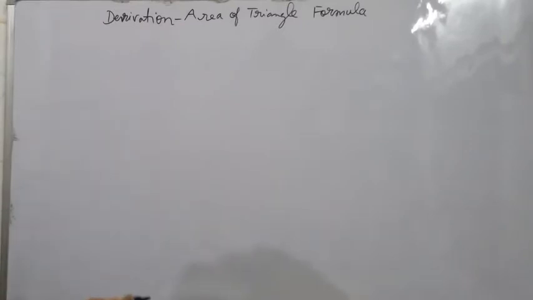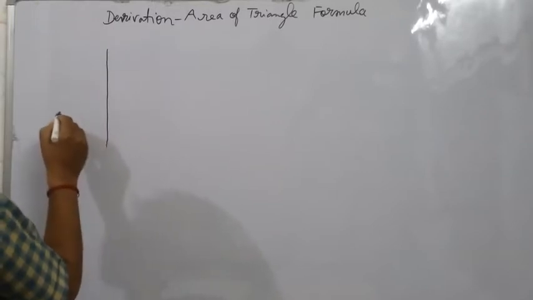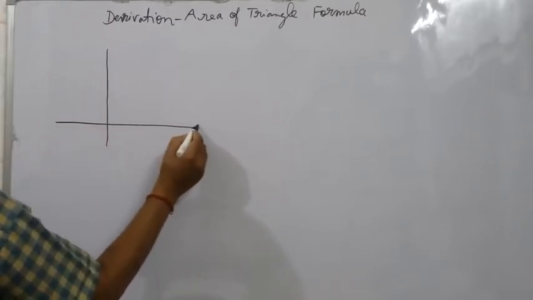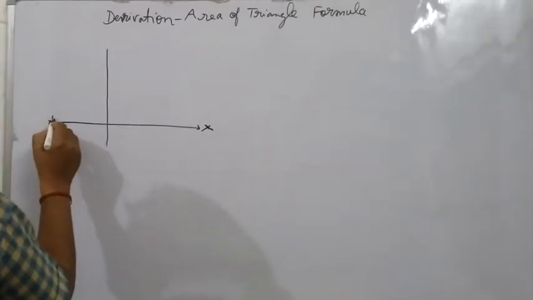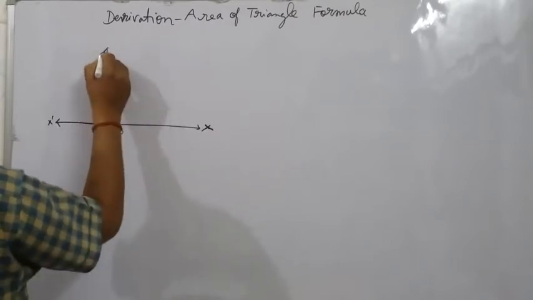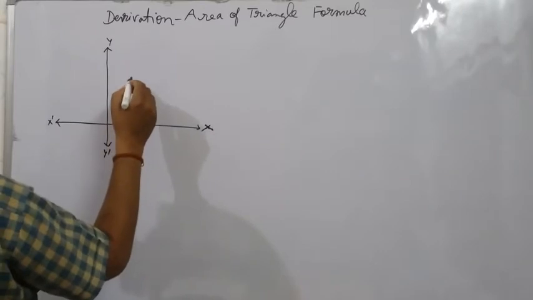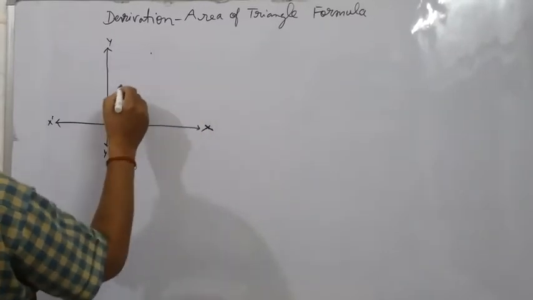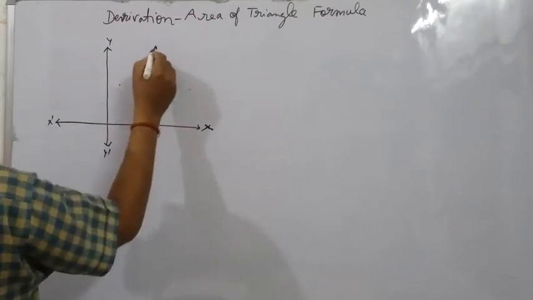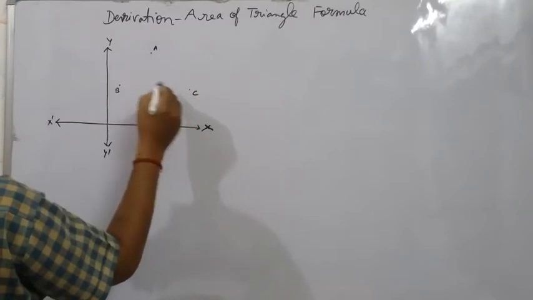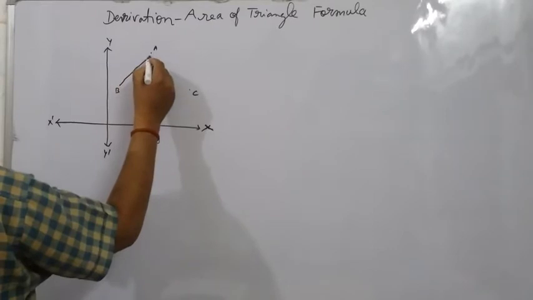Now first, we have to draw the graph. This is the x and x dash axis, and this is the y and y dash axis. Then here the three points are there. Suppose this is the point A, this is the point B, and this is the point C. This is the triangle, with these three vertices. I am drawing it.